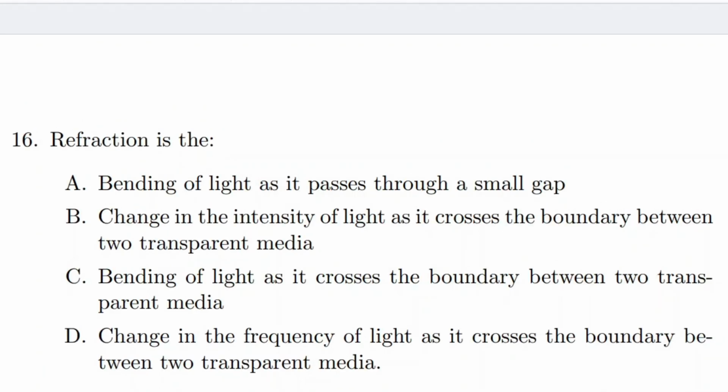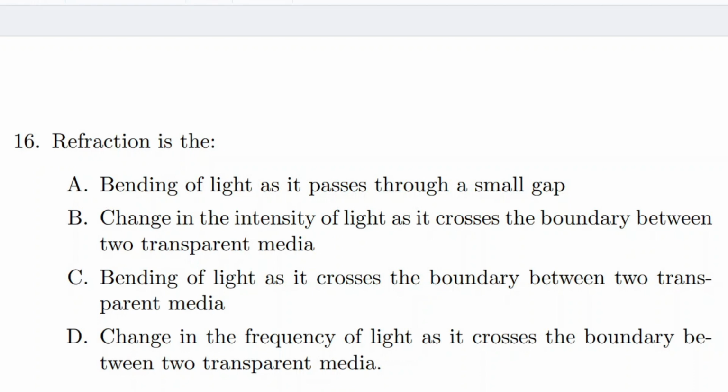Diffraction is a bending of light as it passes through a small gap. Now this means if the light passes through a smaller or narrower gap, it becomes diffracted, or it is spread out. B, change in intensity of light as it crosses the boundary between two transparent media.